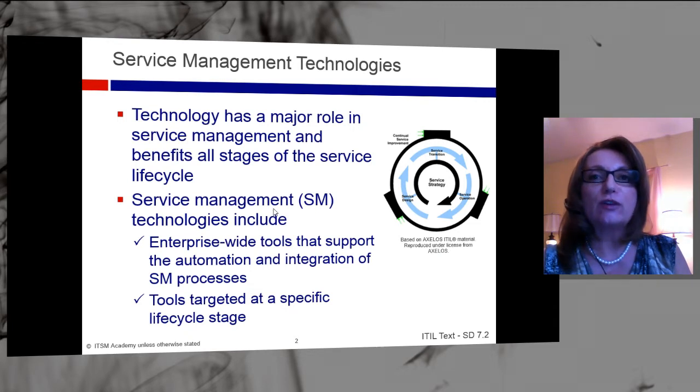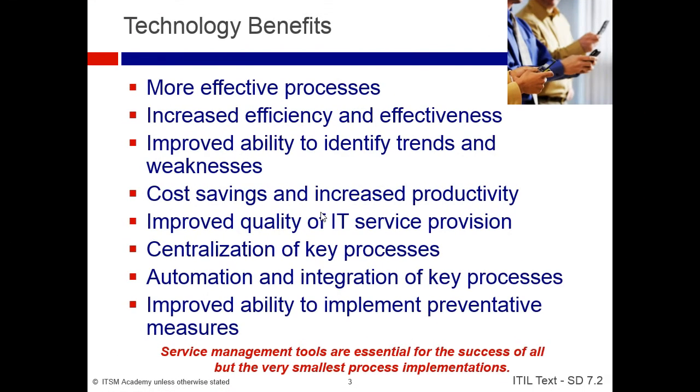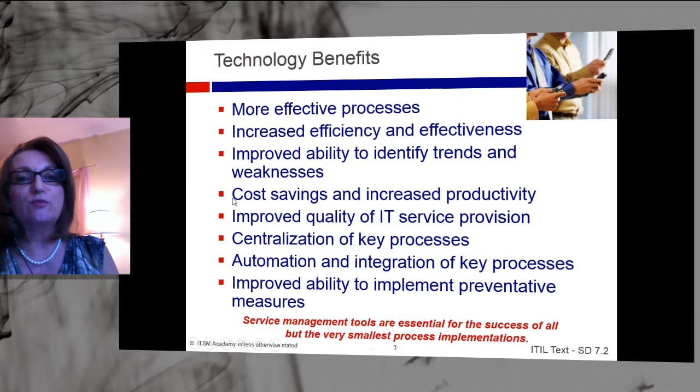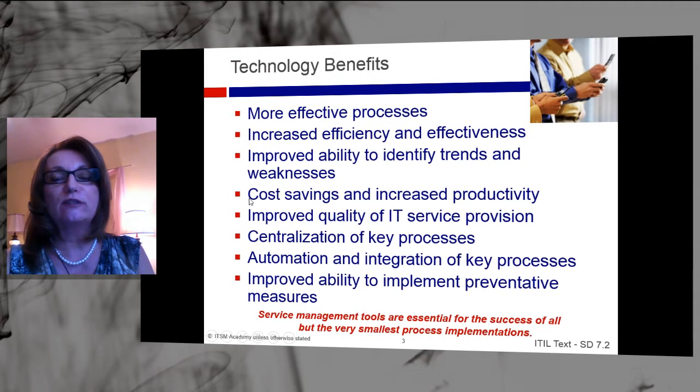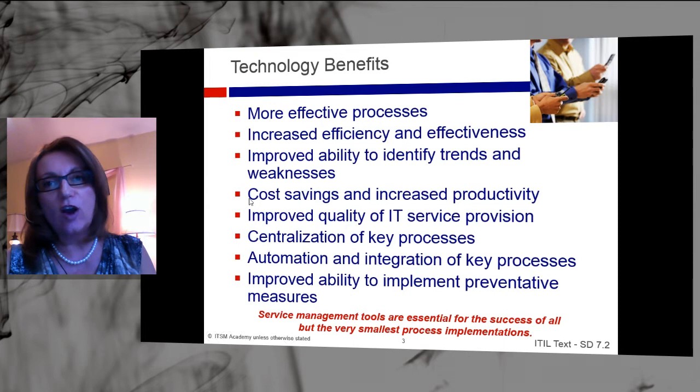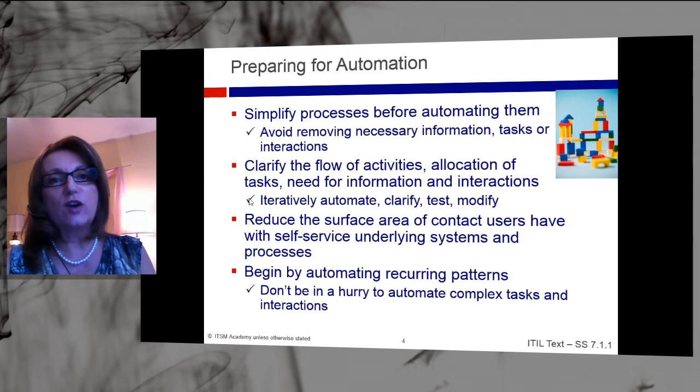We want to make sure that we are enabled to get the types of benefits and optimization that the business is looking for. One of the ways that we can really get the types of business value for the cost of the technology is through automation and the integration of our processes. And that's really when we're going to get these types of cost savings and increased productivity that you see here in bullet 4. But before we can automate, we have to prepare for the automation.